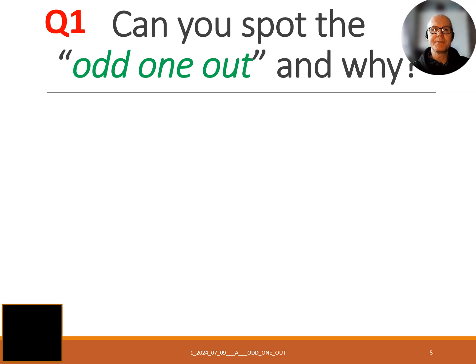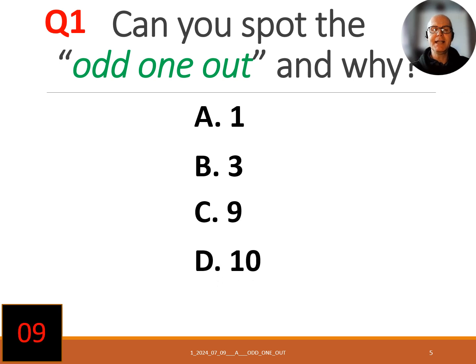Question 1. Can you spot the odd one out and why? A. 1, B. 3, C. 9, D. 10. I'll go through all 20 questions and then go through the answers. This will allow you to play along.